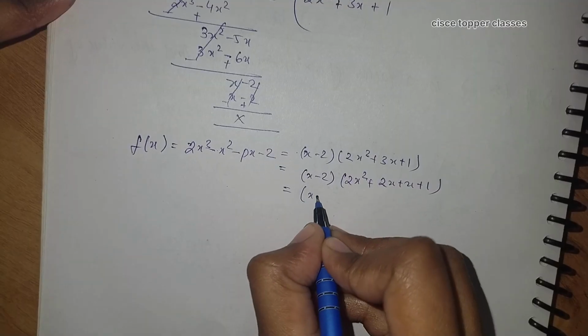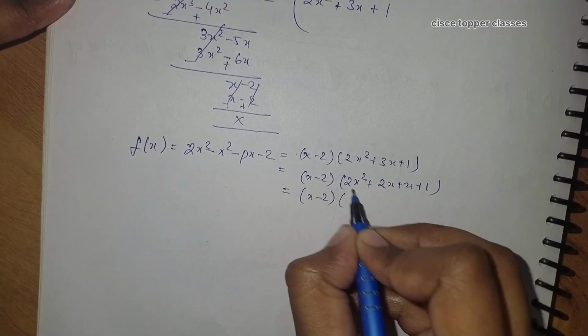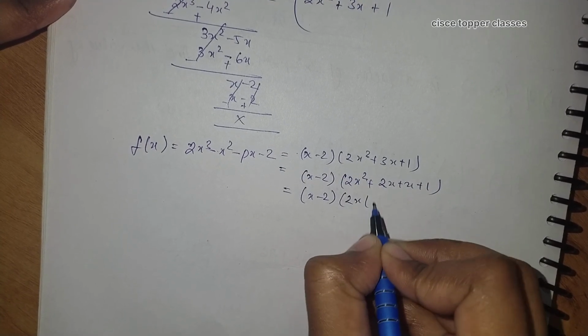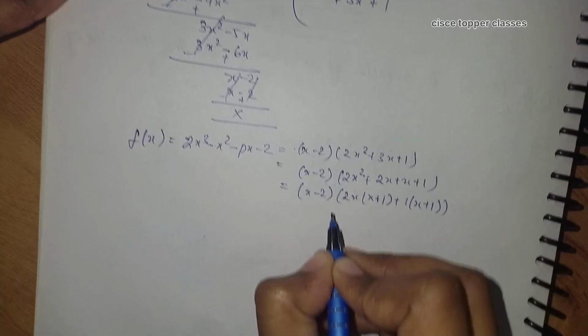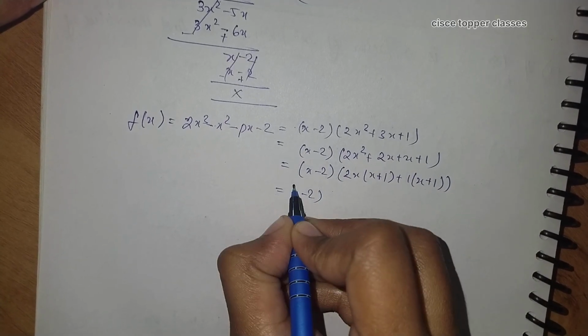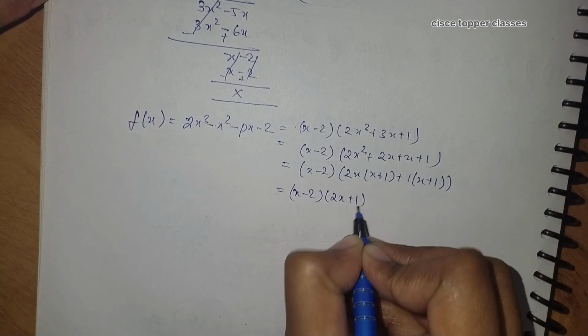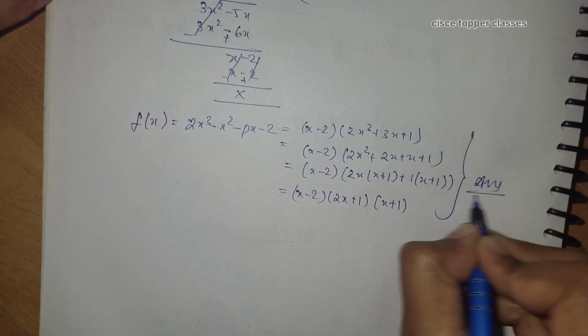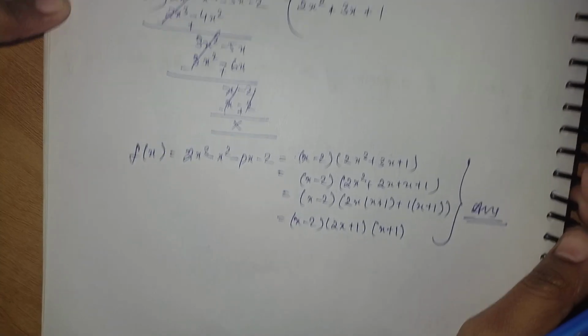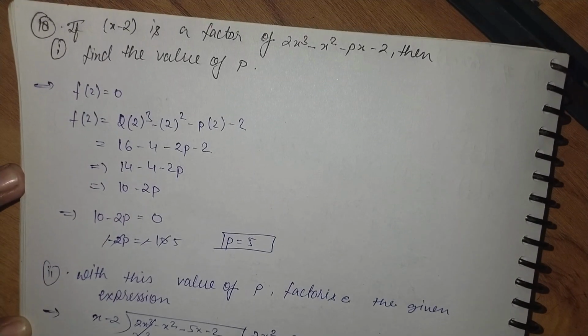Taking common, 2x as common from x plus 1, plus 1 as common, again x plus 1. From that we can write x minus 2 into 2x plus 1 into x plus 1 are the factors in this question, and this is the final answer of question number 18, first and second part.